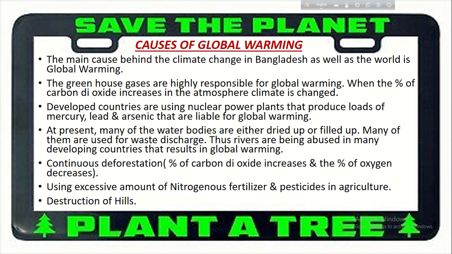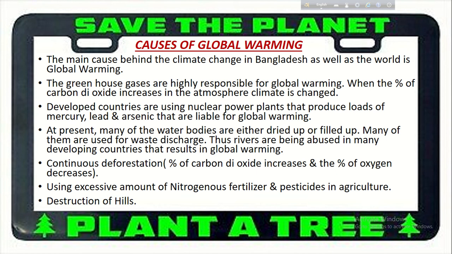Then continuous deforestation, that means the percentage of carbon dioxide increases and the percentage of oxygen decreases. So deforestation is another important factor in this regard for occurring global warming. You know, the green trees take in carbon dioxide from the atmosphere and leave out oxygen for us. But due to massive deforestation, what happened? The amount of oxygen is getting minimized and the amount of carbon dioxide is getting maximized in the air. As a result, the amount of harmful CFC gas rises up to damage the ozone layer.